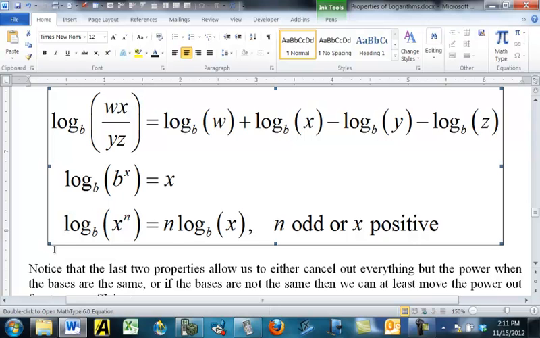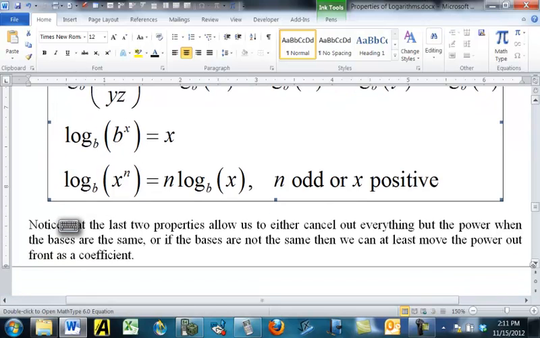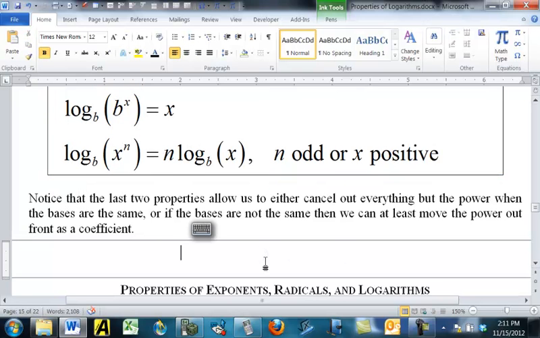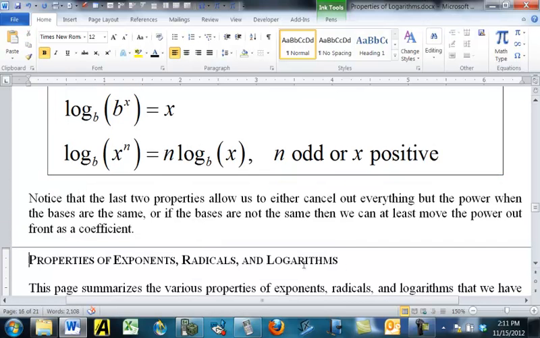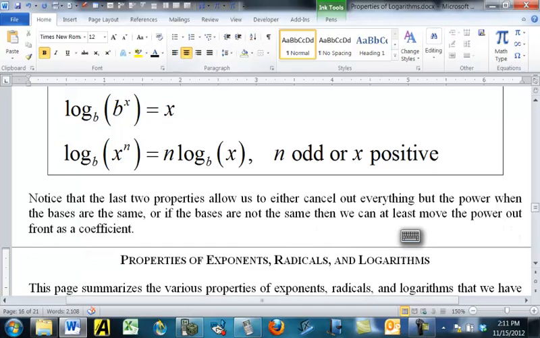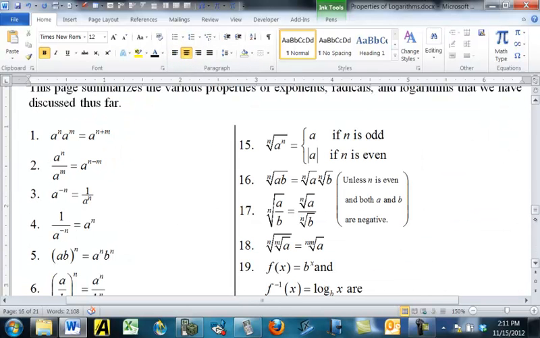Now we can go left to right or right to left on any of these. We can just take these properties in combination and simplify and manipulate some expressions. So let's look at some of those. Before I do that, let's summarize a few things here. So here are some properties of exponents and radicals.